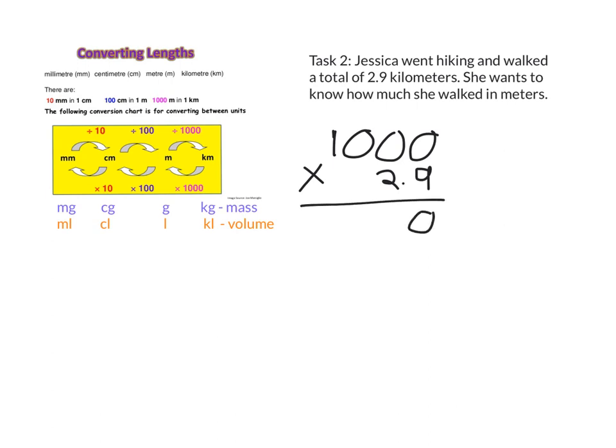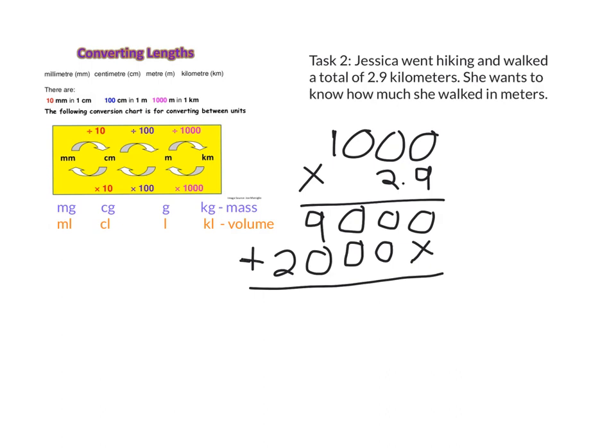So 9 times 0 is 0, 0 again. 9 times 1 is 9. I'm going to put an extra 0 here. 2 times 0 is 0. 2 times 0 is 0. 2 times 0 is 0 again. And 2 times 1 is 2. So I'm going to go ahead and add these together. So 0 would be here. 0 plus 0 is 0.